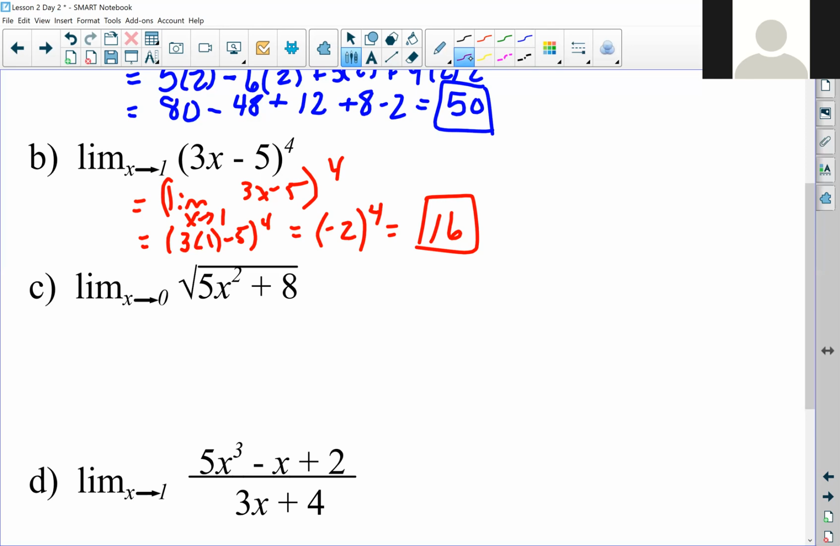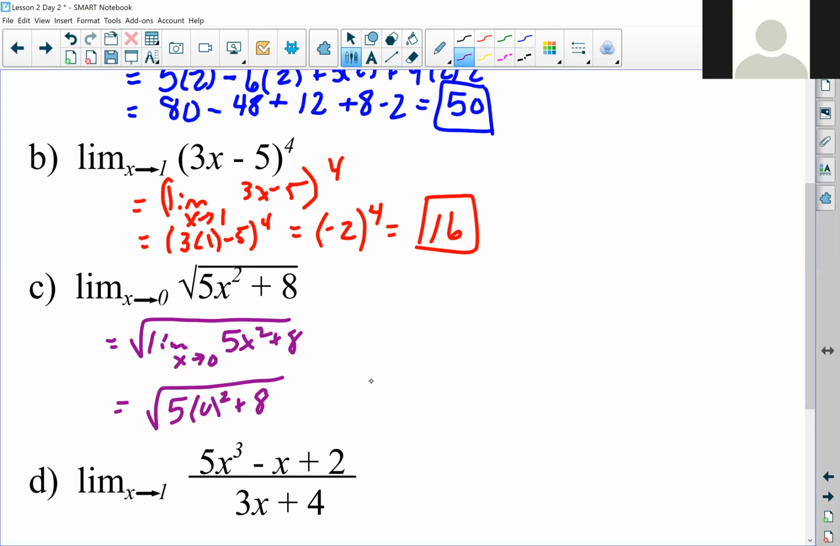Again, the limit of a square root is the same as the square root of the limit. So that's going to be the square root of 5 times 0 squared plus 8, which would be the square root of 8. And if we simplify that, not finding the decimal, but just writing it as a simplified root, that would be the same as 2 times the square root of 2.